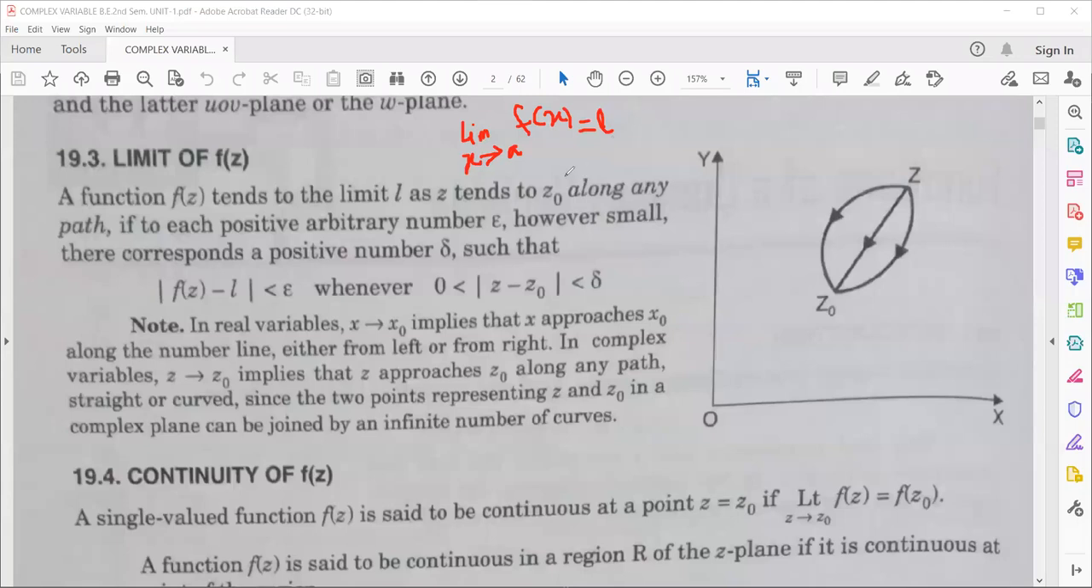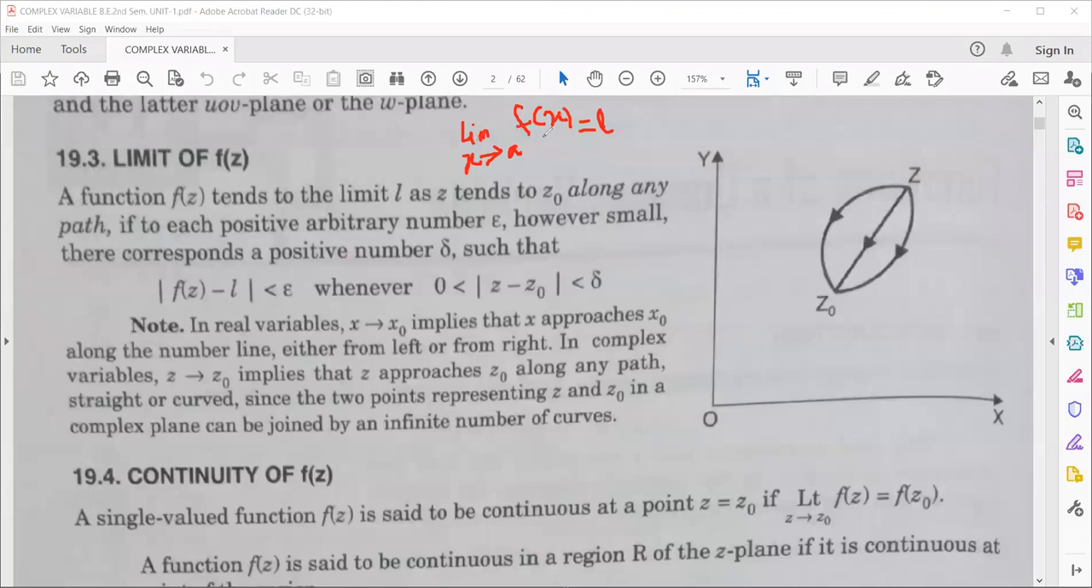Can anyone tell me, what does it mean? Continuous? No, limit is not continuous. This is not the condition of continuity. Continuity will come later on. So what is the limit?